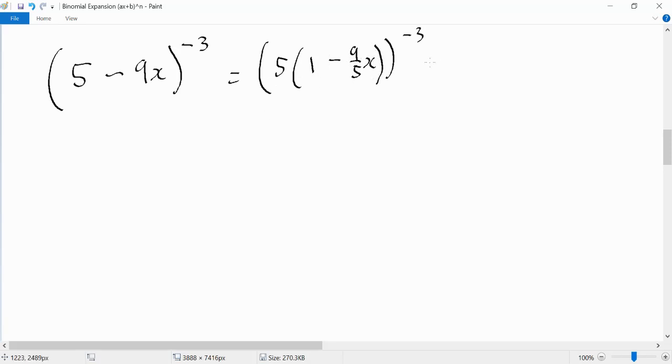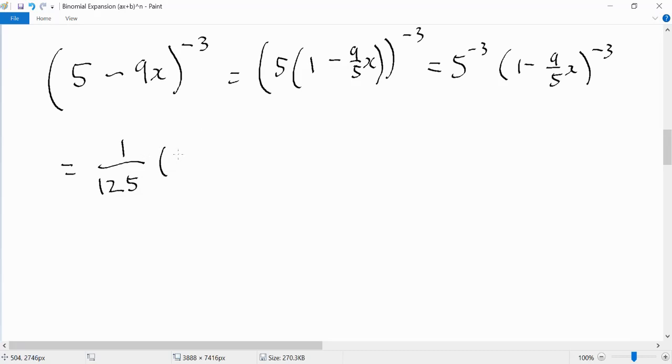We then use index laws to split that up, and we can rewrite it as 5 to the power of minus 3 times 1 minus 9/5 x to the power of minus 3. And therefore if I want to find this expansion, all I've got to do is 5 to the power of minus 3, which is 1/125, in other words 1 over 125, lots of the expansion of 1 minus 9/5 x, all to the power of minus 3, which can then be approached using the same method.